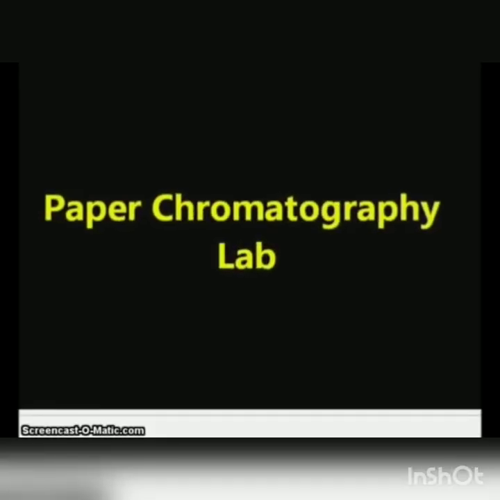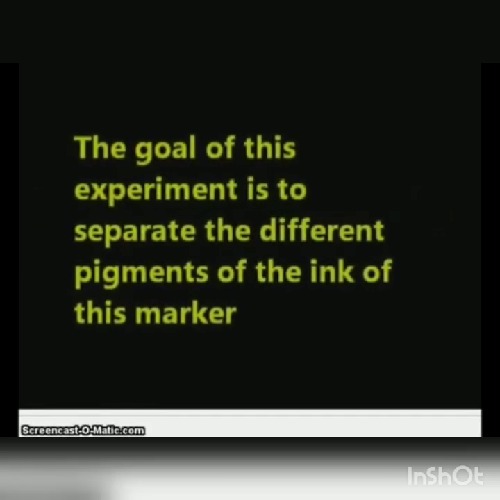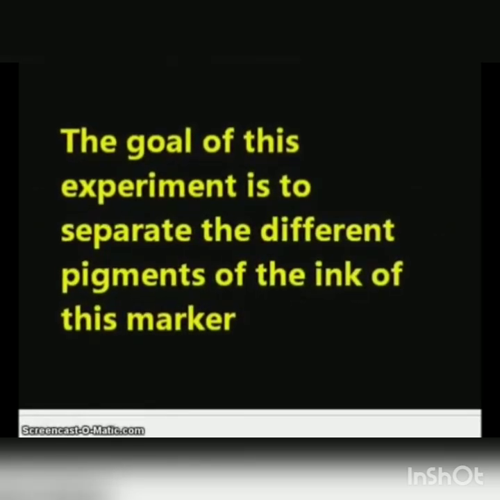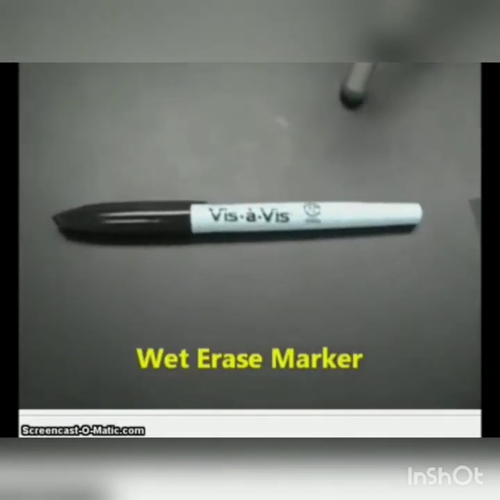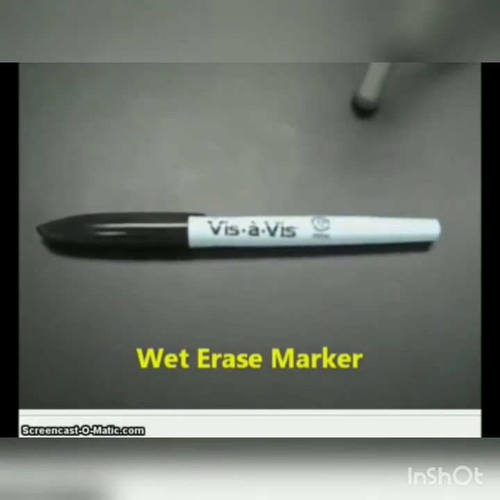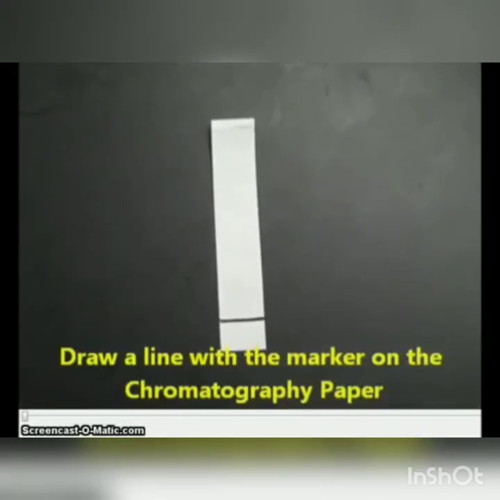This video shows an example of a chromatography experiment. The goal of the experiment is to separate the different pigments of ink which are present in a wet erase marker, which we'll see right here. So a vis-a-vis marker is wet erase, which means that the pigments are water soluble.